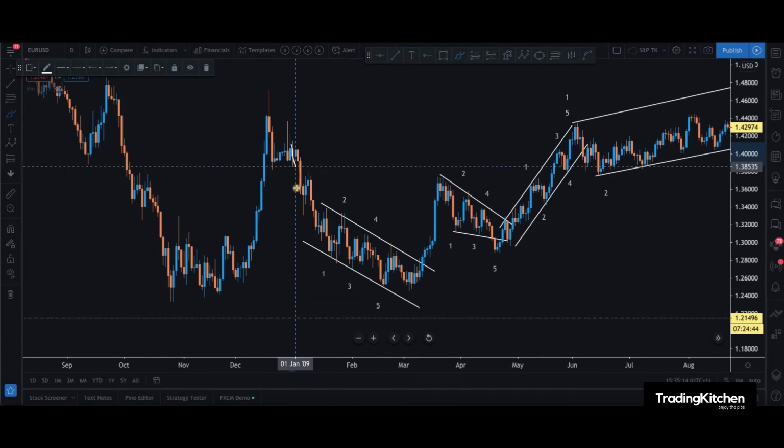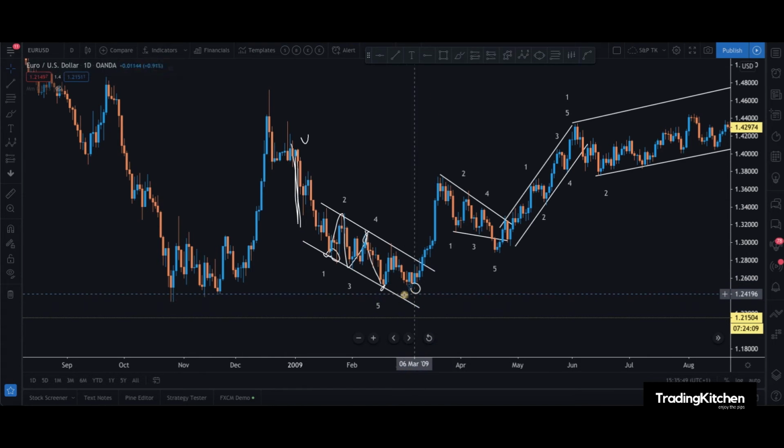As you can see, impulse down, channel down. So 0, 1, 2, this is 1, or this is 1, 2, 3, 4 and 5. From point 5 you can open your long position. I'm sure you're wondering why this is 5 and not this one.